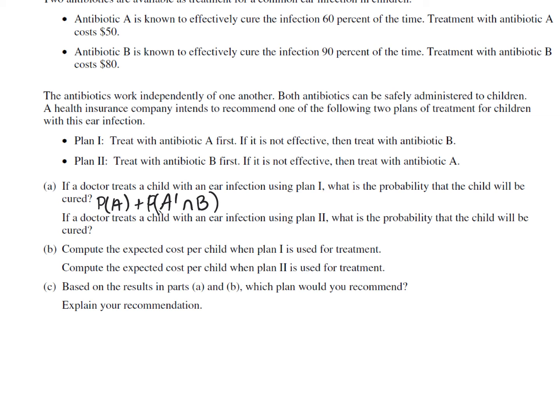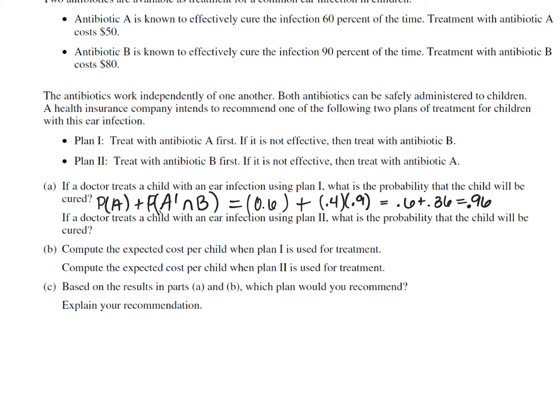Okay? But we're asking for the probability that the child is cured. So these are the two possibilities, right? What's the probability that A worked? 0.6. Plus, what's the probability that A did not work? 0.4 times the probability that B did work, 0.9. So that's 0.6 plus 0.36, which is 0.96. So with Plan 1, there's a 96% chance that the child is cured of their ear infection.